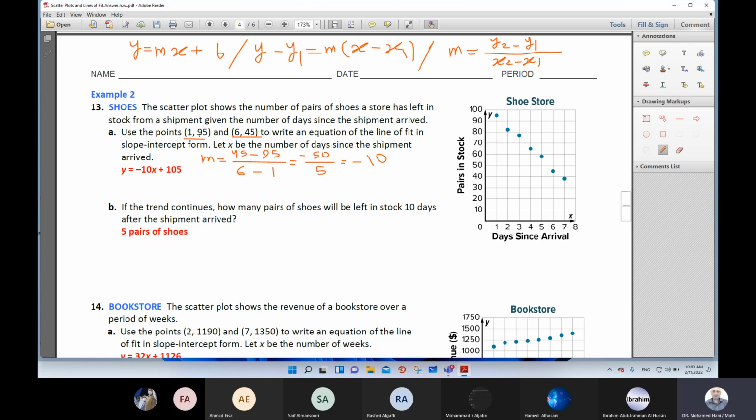Then you can choose the first point or the second point. It's up to you, no problem. So I will choose the first point. Then substitute in this equation: y minus y1, minus 95, equal m, negative 10, multiply between parentheses x minus x1, will be 1.